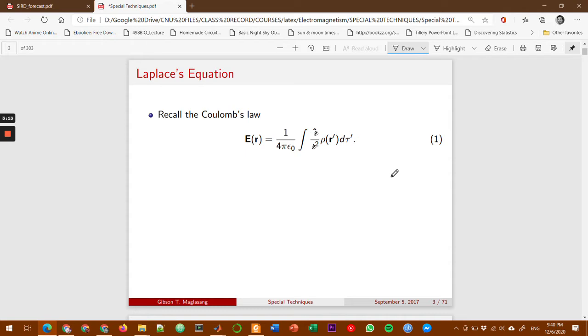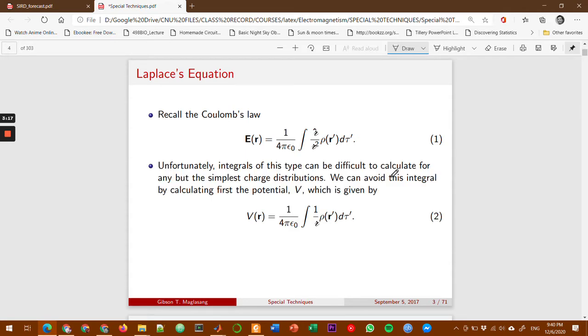So somehow it is more tractable if we calculate first the potential given this equation 2. It is a scalar, so you just do the integral. Okay, then you can get the potential given the charge distribution, may it be a volume, surface area, or a line charge distribution. But still, this equation 2 is somewhat difficult, often too tough to handle analytically.